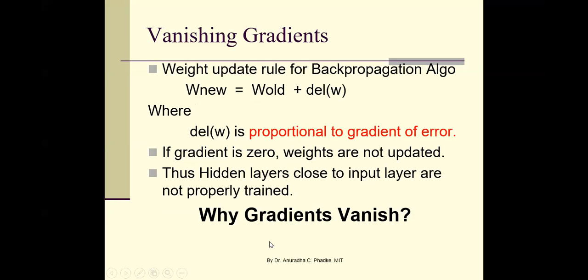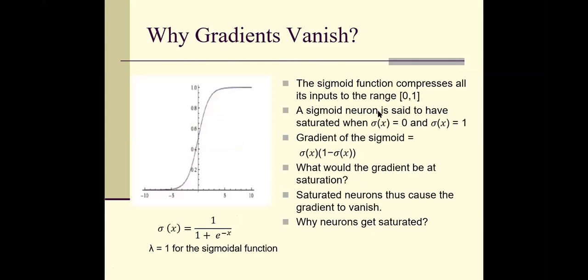Now let us try to understand why the gradient vanishes. What are the reasons behind this? Let us have another look at the sigmoidal function. This is your sigmoidal function where output varies between 0 and 1. This is the graph for the sigmoidal function. Sigma x is given by 1 upon 1 plus e raised to minus lambda x, and lambda is usually considered as 1. So it is written as 1 upon 1 plus e raised to minus x.